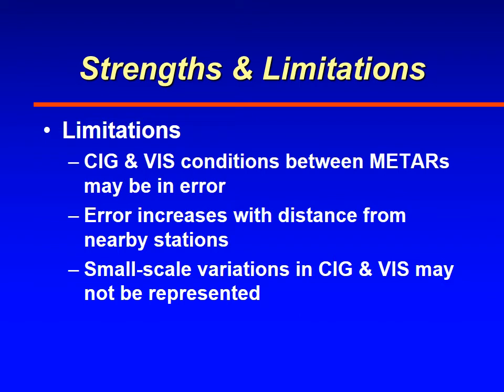And then, of course, if there are very localized variations in ceiling and visibility, those may not show up because of the limited reporting of METARs and SPECIs in some locations. And also, a lot of times you have really small-scale weather phenomena that may be affecting a very small area, and that won't show up either unless that weather impinges upon an ASOS or AWOS machine.